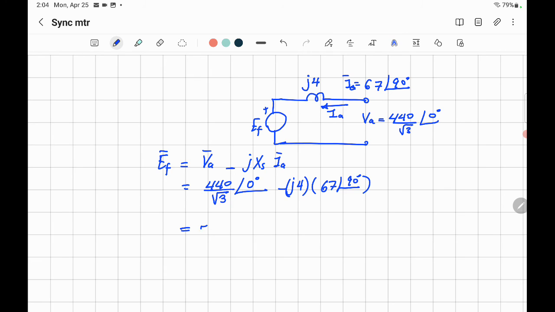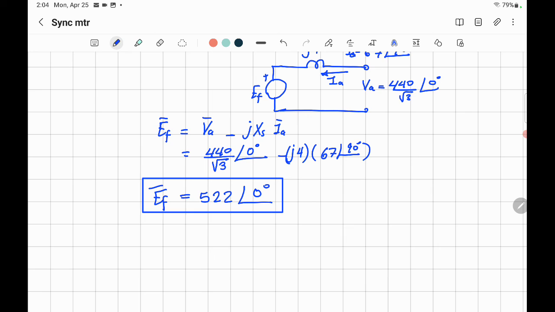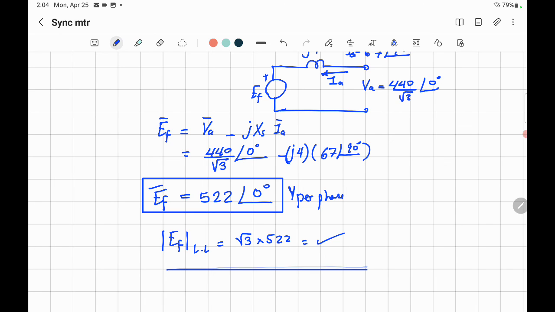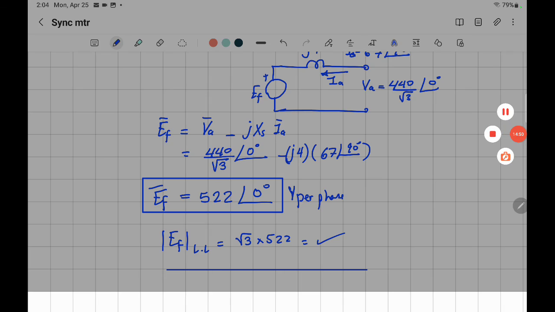And if everything is fine, you get 522 and angle 0. No wonder angle 0, because we expected it to be in phase. The excitation voltage should be in phase with VT. So to improve the power factor to 0.9, you have to have excitation voltage EF magnitude equal to 522. Of course, this is per phase. You have to say this is voltage per phase. So to find the line-to-line value, you just multiply it by square root of 3. It will give you the value that will help you improve the power factor. That's it. Thank you.